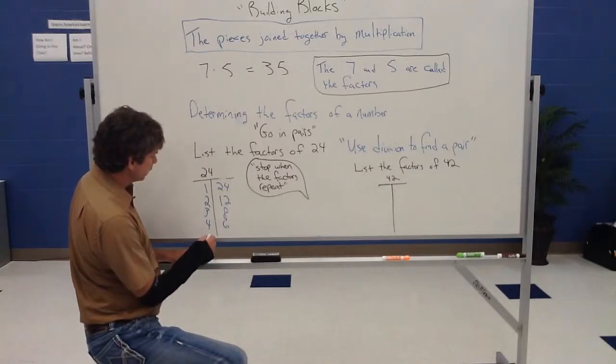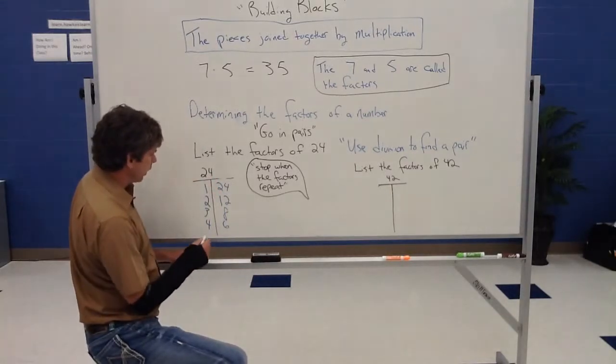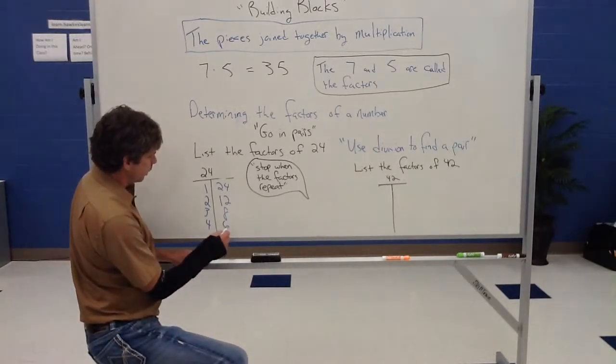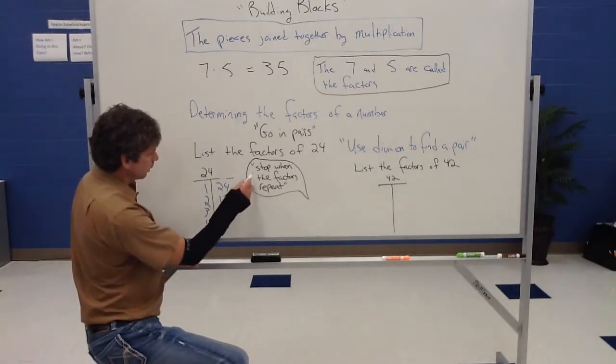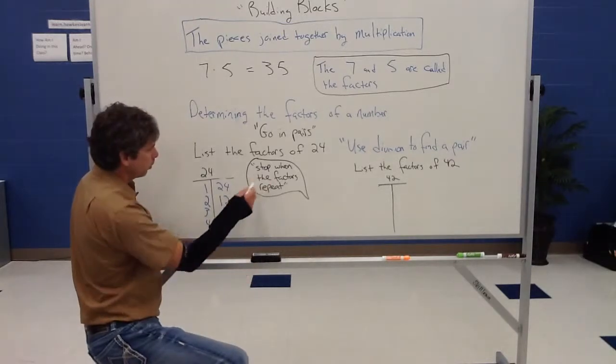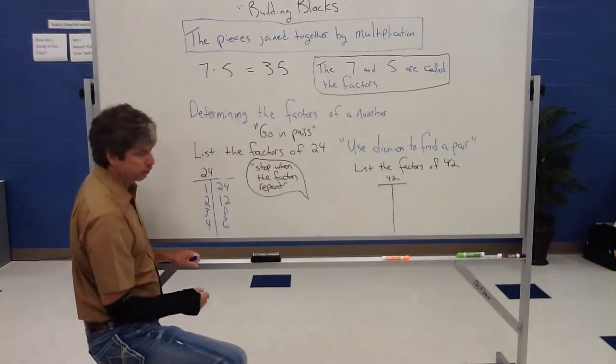And then we move to 5. Does 5 go into 24? We don't hear that. So 5 is not a factor of 24. But notice that 6 is a factor of 24. And once we get to that spot, once we see a factor repeat, we want to stop. So again, stop when you see a factor repeat. And since that's 6 repeated, that tells me that I have the whole list.